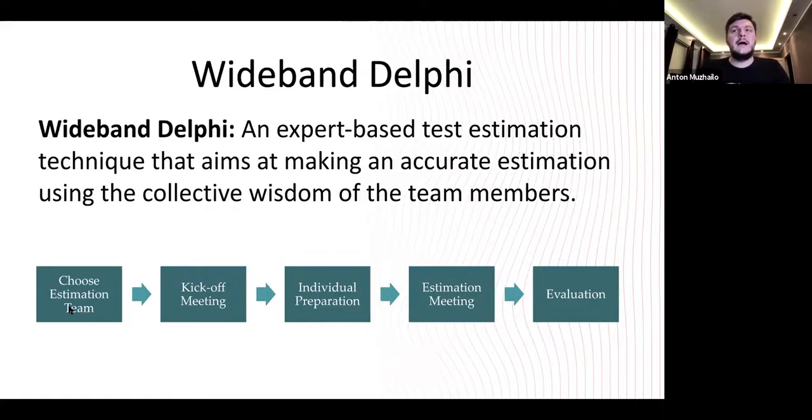So Wideband Delphi is like a version 2 of it. This is a comparably new approach that gives you a process for how to do the estimation. Basically you have the collective wisdom from other team members that you use for your estimation. And also, of course, this is a good way to say, hey, this estimation was done by the team, not by me. You cannot blame me because this is a team estimation.